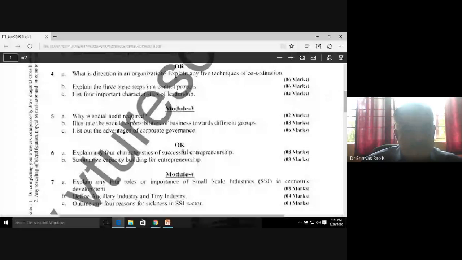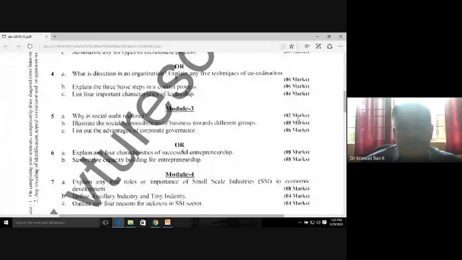See, all these questions have come. Illustrate the social responsibilities of business towards different groups. See, again 8 marks. Again, in the previous question paper also it was there. So this question seems to be very, very important. Social responsibilities of business towards different groups, 8 marks. Again, the same question is repeated. List out the advantages of corporate governance. See this.